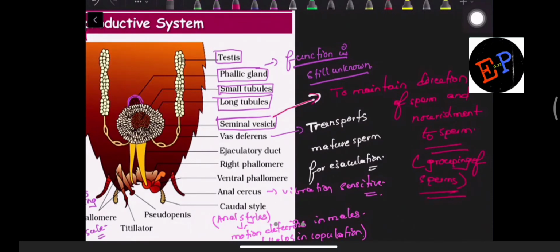Okay. Then we have vas deferens. What is the purpose of this vas deferens? This is just a transporting tube. That's it. So at the time of ejaculation, the sperms will travel through this vas deferens and they are ejaculated. That is the purpose of vas deferens. Clear? Then we have ejaculatory duct. Ejaculatory duct means we know, no? So this is the pipe through which sperms will be ejaculated from the male cockroach.